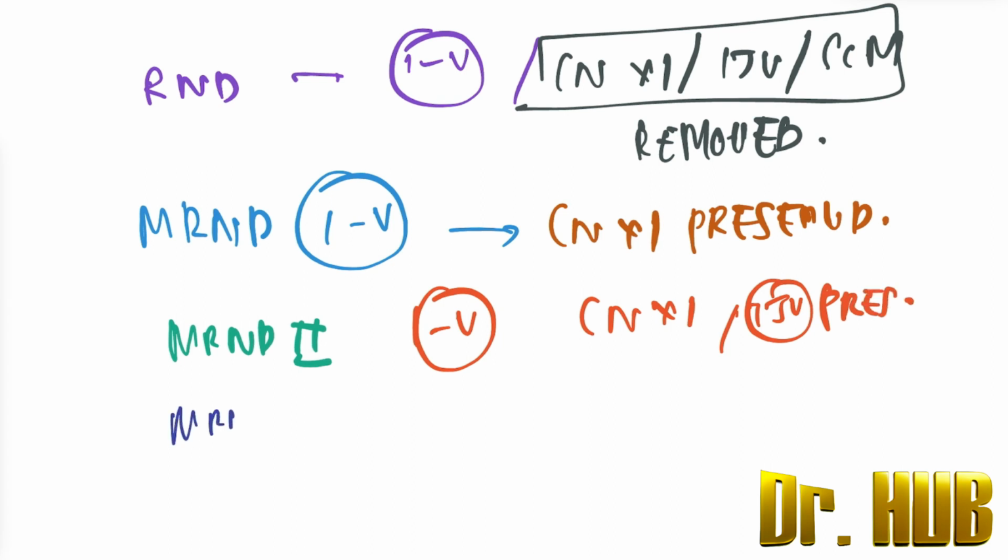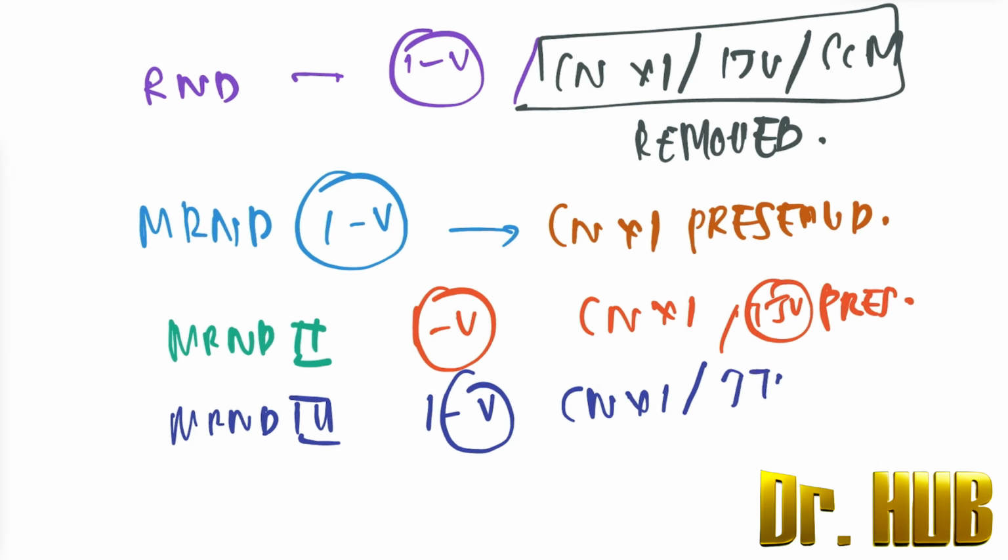Next is the MRND 3. MRND 3 involves again 1 to 5 lymph nodes. Here what is preserved is the CN11, the IJV as in grade 2, and now the SCM is also preserved.